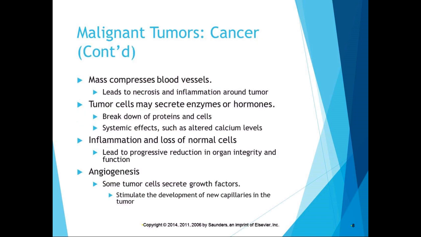With malignant tumors, sometimes the mass can compress blood vessels, leading to necrosis of other tissues and inflammation around the tumor. The tumor cells might secrete enzymes or hormones that cause the breakdown of proteins in cells, and they might cause systemic effects such as altered calcium levels. If you had a tumor on the parathyroid gland, you might be excreting more hormones and alter your calcium level.